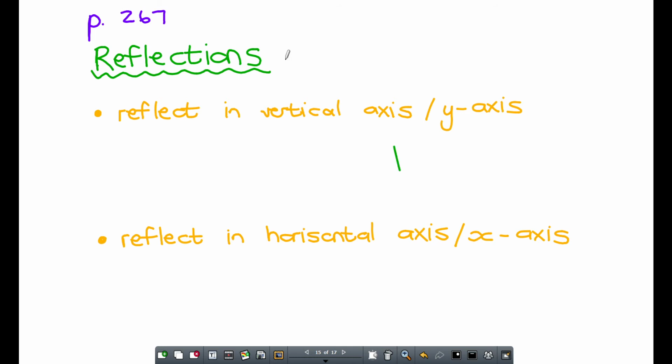At reflections over here, I'm just going to say shape or size doesn't change. So it would still be congruent.